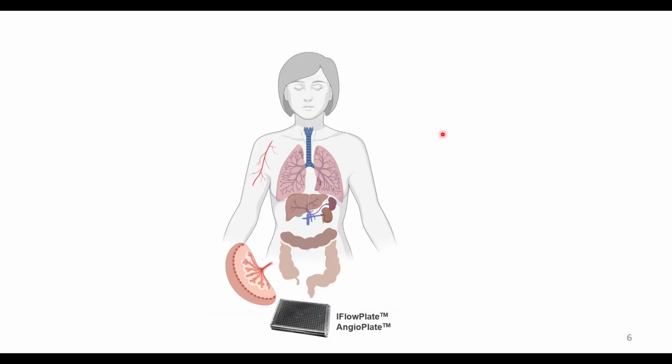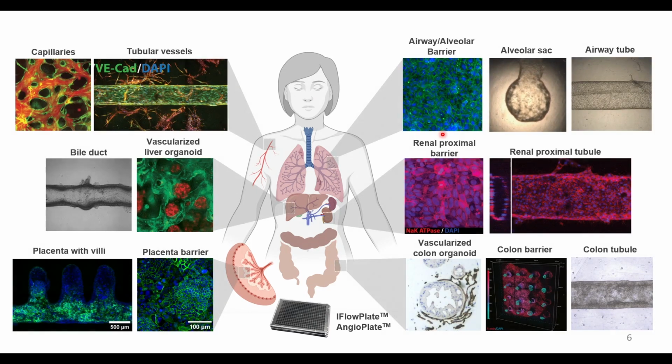And then using these two types of plates, we were able to develop a broad range of tissue models that include the blood vessel, vascularized liver, placenta, lung airway, alveolar model, kidney proximal tubule, and colon. So in this talk, I'm going to specifically focus on the blood vessel model, the colon model, and at the end, I'm going to just talk a little bit about our lung model.